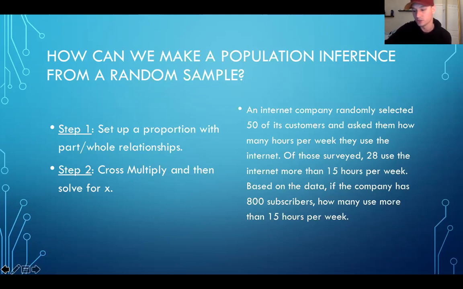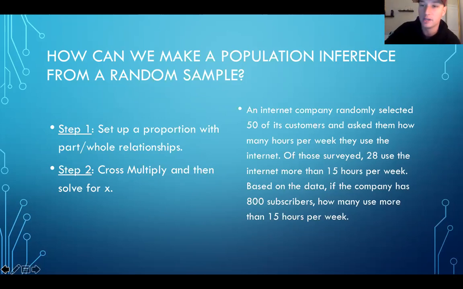Now you've got a proportion, which is 28 over 50 equals x over 800. Then you're just going to do simple cross multiplication, stuff you've been learning since early 6th grade. So we're going to do 28 times 800, which gives us 22,400. And then 50 times x, which gives you 50x. To see how many people use the internet more than 15 hours per week, we divide both sides by 50 to solve for x, and you get 448. So your proportion and your answer should look like that.